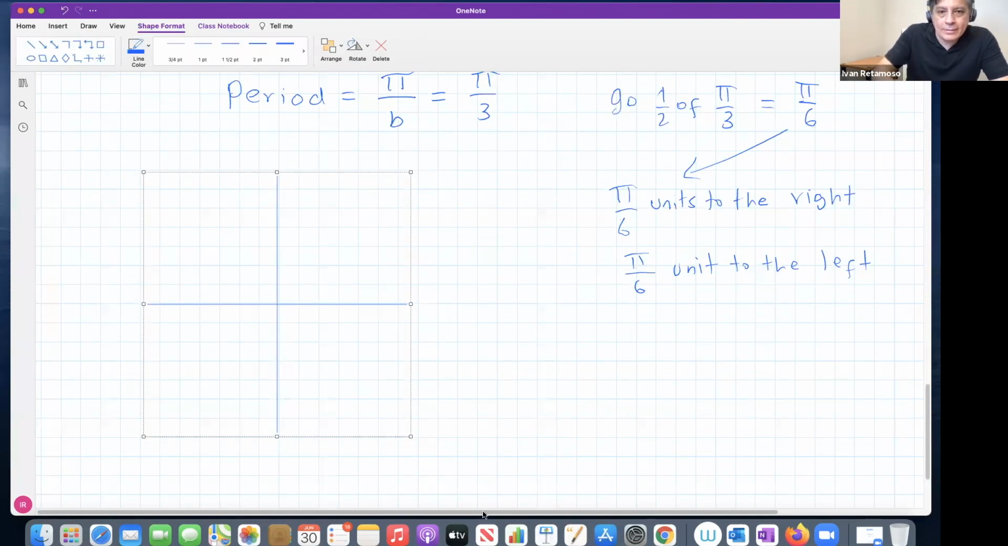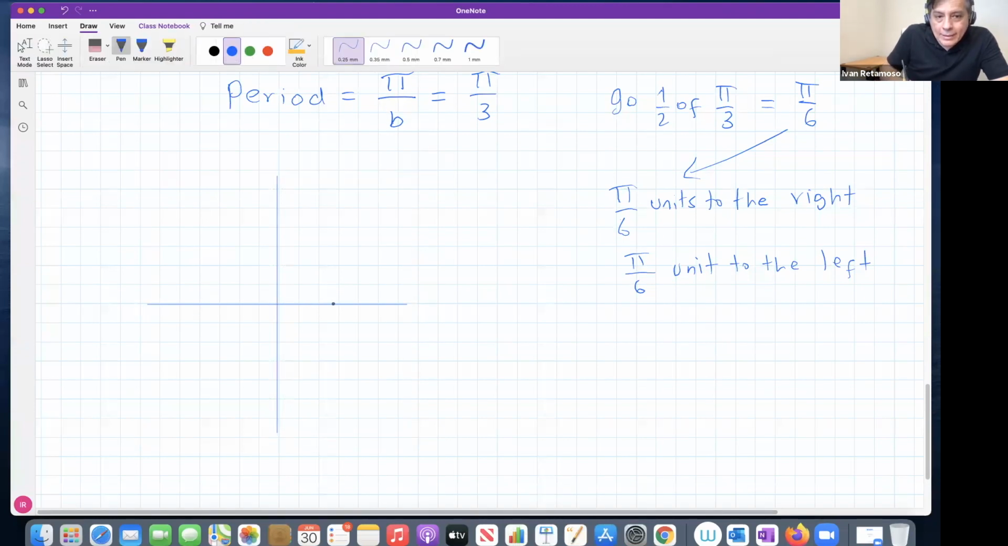Let's say this is the XY coordinate. We're saying the hint is from the center. Now go pi over 6 units to the right, let's say here, pi over 6. To the right, pi over 6 to the left, let's say here minus pi over 6, right? And there, draw your vertical asymptotes. This will be the vertical asymptote of your tangent function.